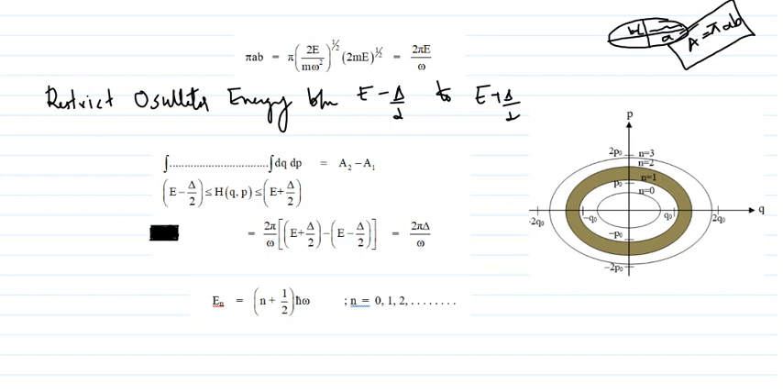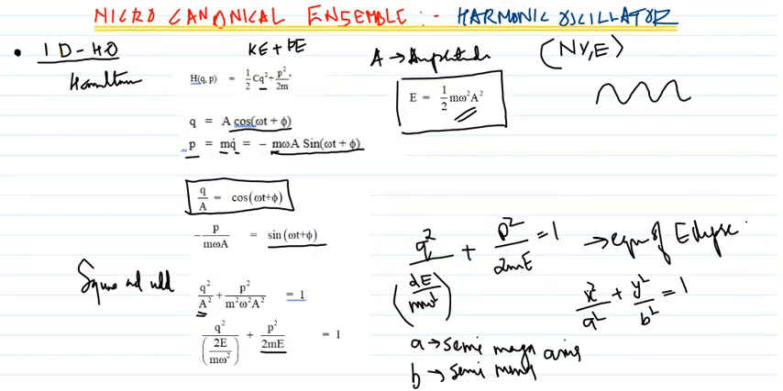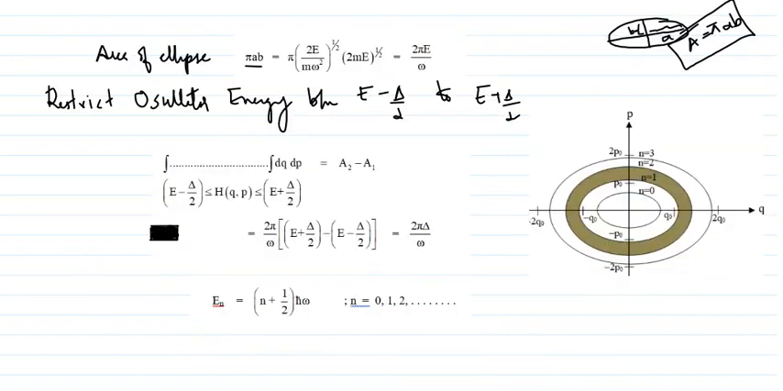So the area of the ellipse is equal to pi a b, that is pi into this term into this term. How do I get these two terms? Because the equation of an ellipse is x square by a square plus y square by b square equal to 1. Now you know what a is, you know what b is, right? So the area of the ellipse is pi a b. You just substitute for a, then b. What you get is 2 pi E by omega.